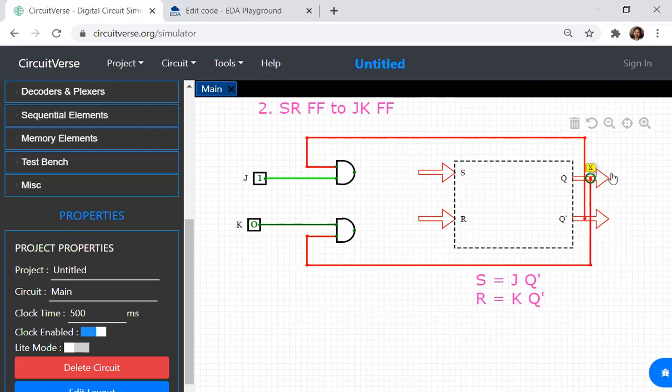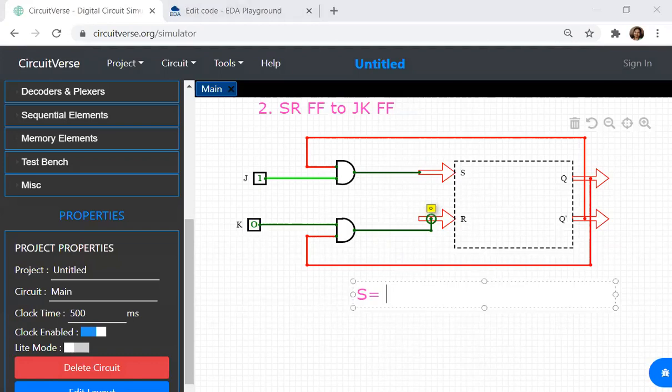So that's all. Now what is my S input? S input is J into Q bar. Perfect. And this is my R. So what is R equal to? R is equal to K into Q. Yes. So I will write the expression once again. My S is equal to J into Q bar and my R is equal to K into Q. So these are the expressions.